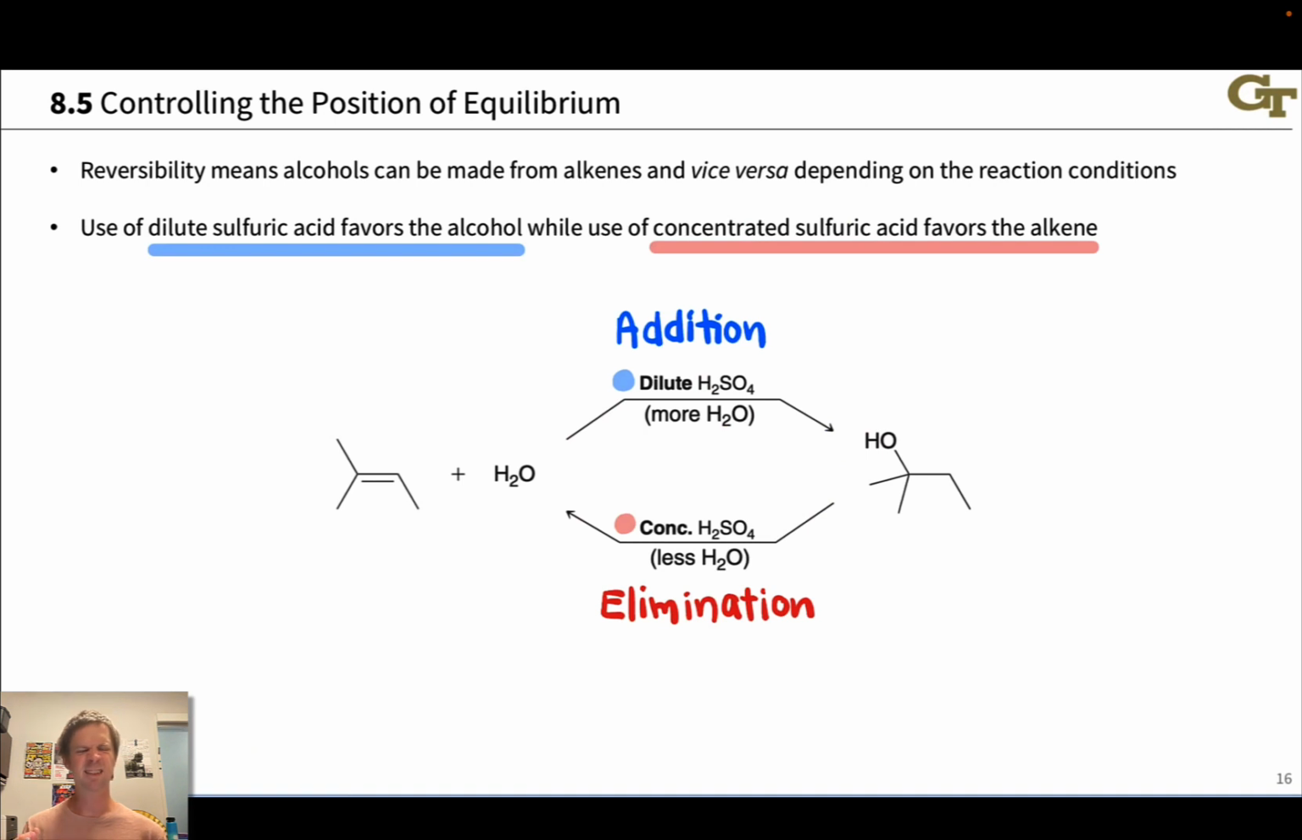But in some ways, it's a Le Chatelier's principle kind of idea, where if we concentrate the H2SO4 and remove water in the process, that will promote or encourage formation of more of the side with water on it, right? So concentrated H2SO4 does elimination. Dilute H2SO4 in the presence of an alkene will do this addition process.